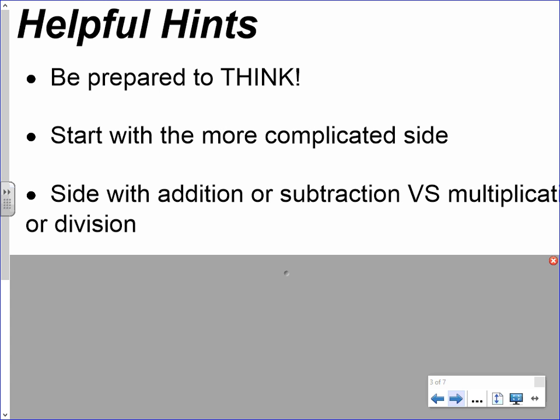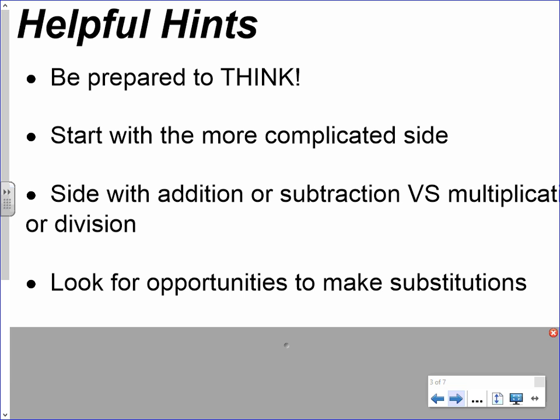You always need to be looking for opportunities to make those substitutions with your trig equations. Sine squared plus cosine squared should pop out to you like a big red flag. Like, ooh, I can make that one. Or if you see sine over cosine, you know that you can change that to tangent. Or vice versa. You see tangent, you know you can change it to sine over cosine. So just always be on the lookout for things that you can change with those identities.